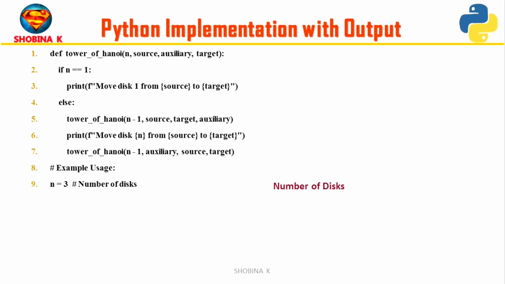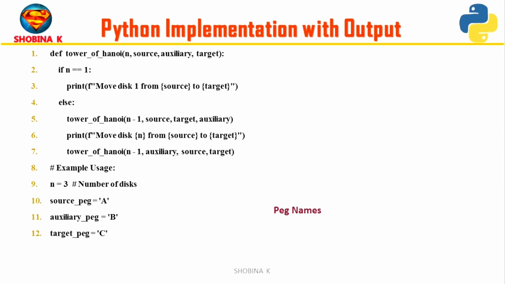Here n equals 3 specifies the number of disks that we want to solve. That is, we are setting a variable n to 3. So in line 10, 11 and 12, we define 3 variables, that is source peg, auxiliary peg, and target peg, representing the names of the 3 pegs A, B, and C. In line 13, we have a print statement. It prints a message indicating that you are solving a Tower of Hanoi problem with a specified number of disks.